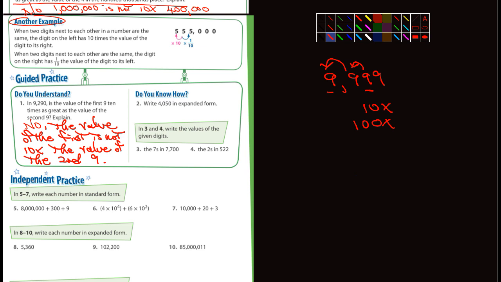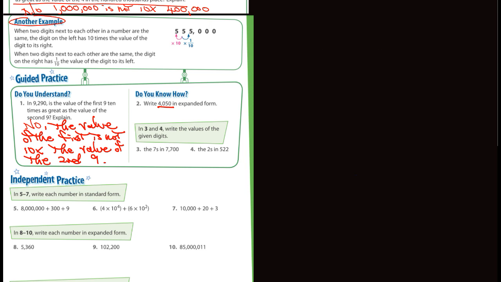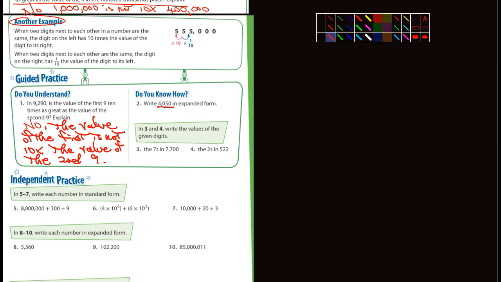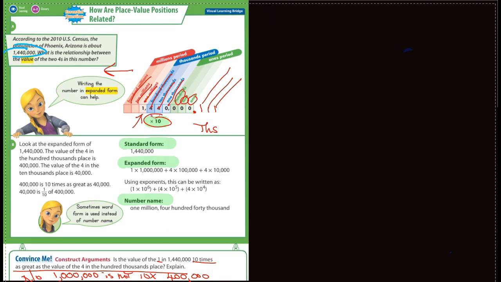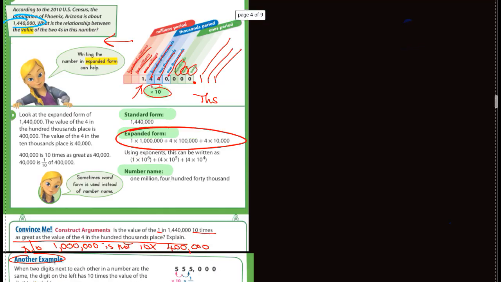All right, number 2 here, it says write 4,050 in expanded form. Okay. So I'm going to do this first one for you here, and I think you're going to have to do others like that. So if you don't remember what expanded form is, flip back a page and you'll see it right here. Here's expanded form. All right. So let's do this first one.